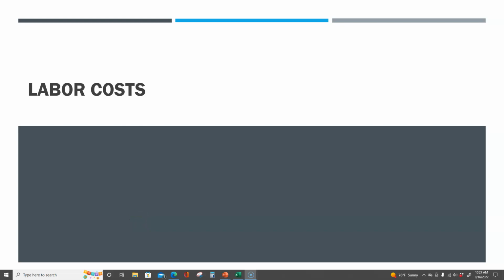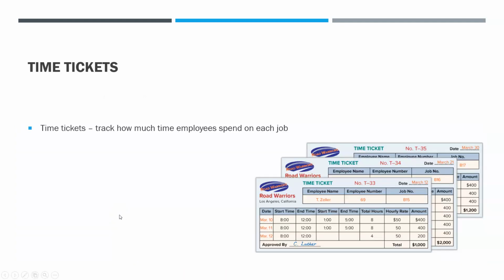In this video, we're going to be looking at labor costs and the associated documents along with that, as well as the journal entries. Time tickets are what companies use to track how much time employees spend on each job. These time tickets are used to update the job cost sheets to record direct labor. Time tickets may also be used to record indirect labor costs.